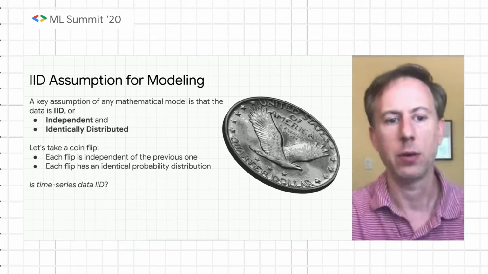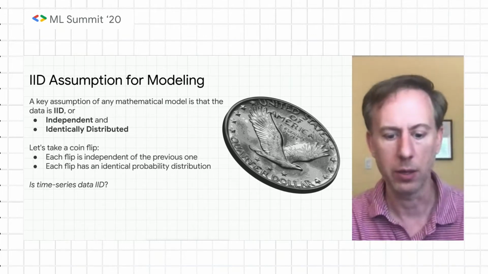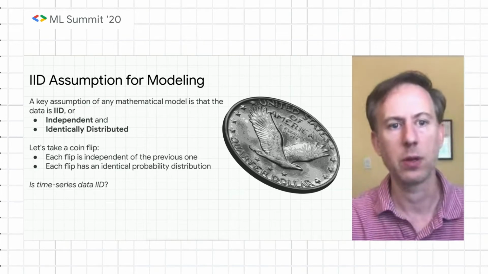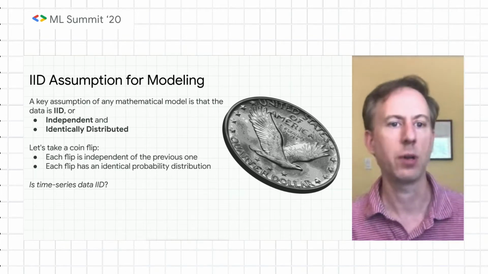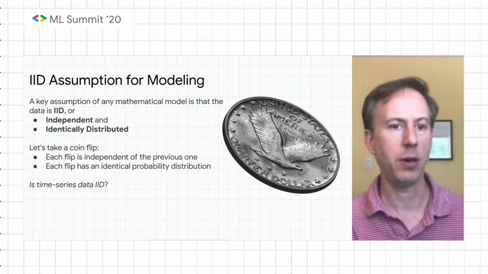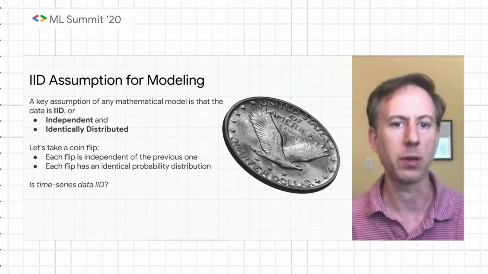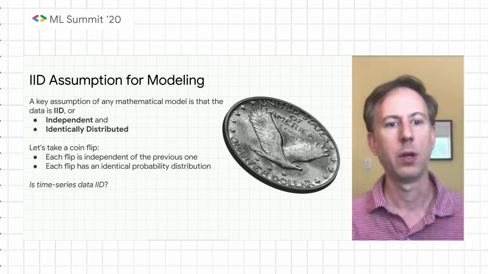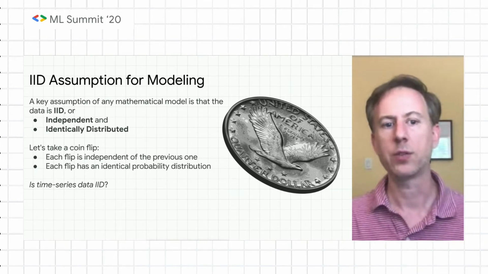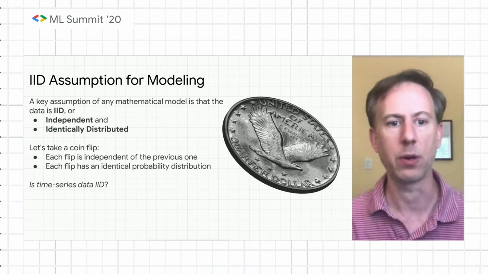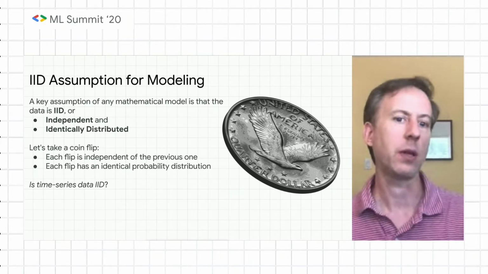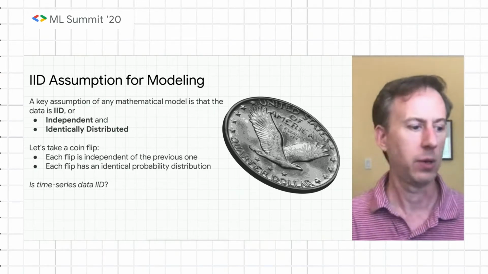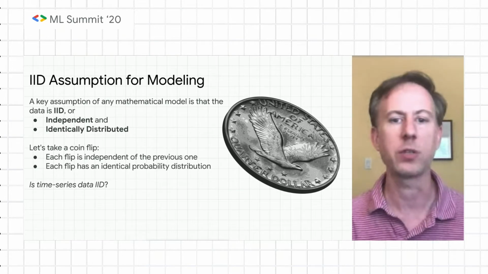Another thing that is important to talk about with time series data, and this is a core concept in modeling, is called IID. It's an assumption that data is independent and identically distributed. Let's think of an example of that. A coin flip is a good one. Each time you flip a coin, each flip is independent of the previous one. And secondly, each flip has an identical probability distribution. That means every time I flip it, it's always a 50% chance.